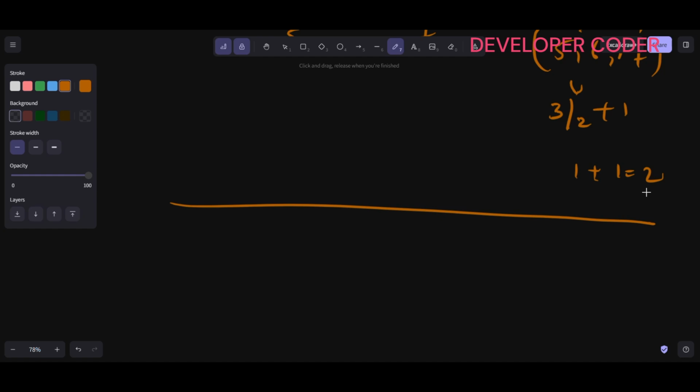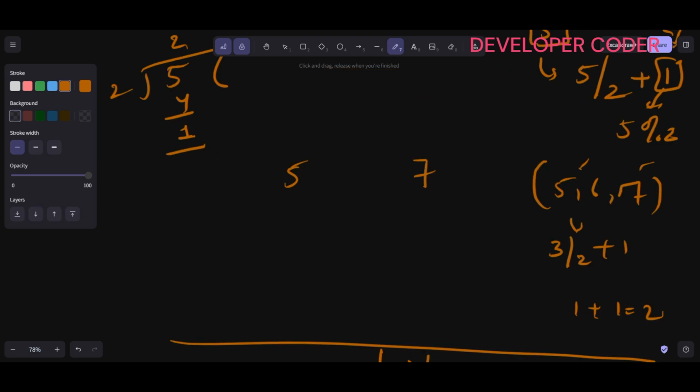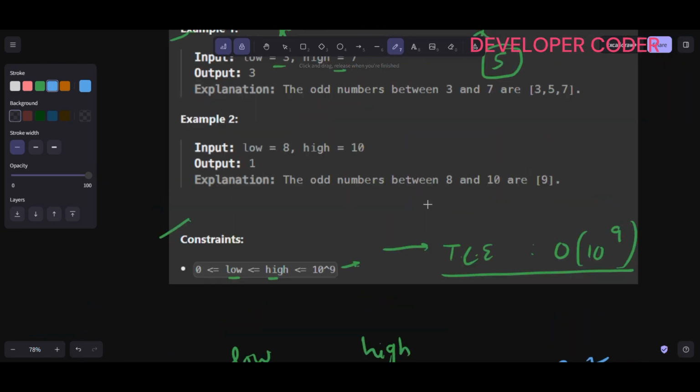One more scenario that comes to my mind is low and high, these two numbers. Let's suppose one is even and one is odd, or one is odd and one is even. Let's check this scenario as well. And one more thing here: if low and high are both 7, then 1 divided by 2 plus 1, so this is 0 plus 1, and then also it is good. Clear? Low and high can be the same because of the constraints.